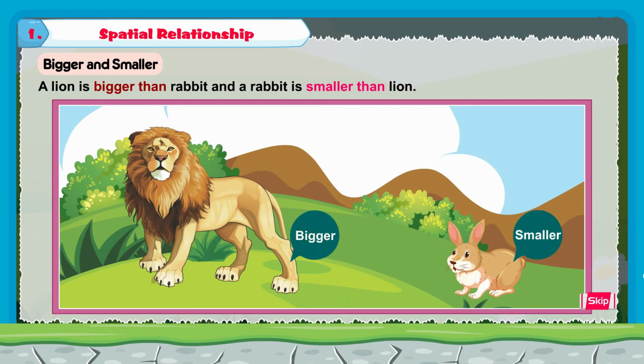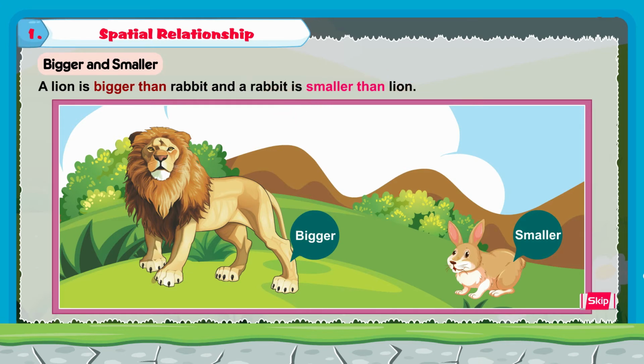B-I-G-G-E-R, bigger. S-M-A-L-L-E-R, smaller. Let's read the sentence here. A lion is bigger than rabbit and a rabbit is smaller than lion.